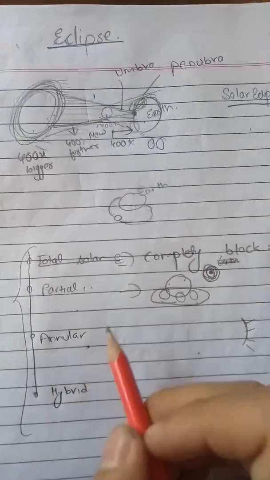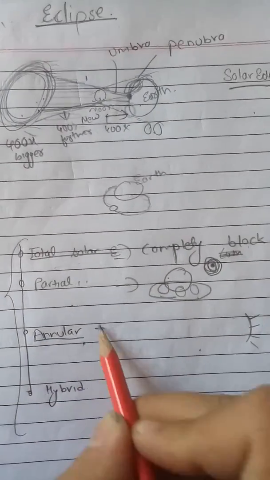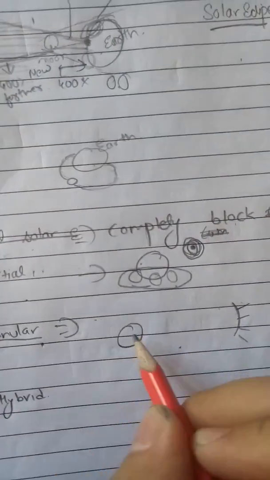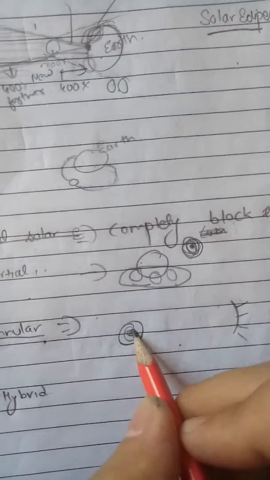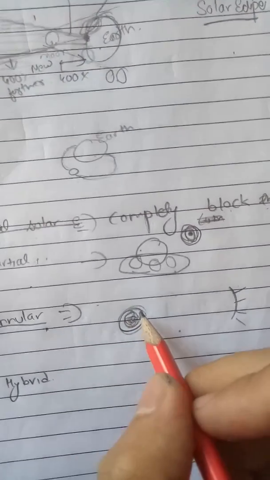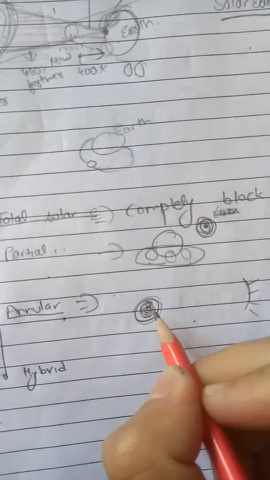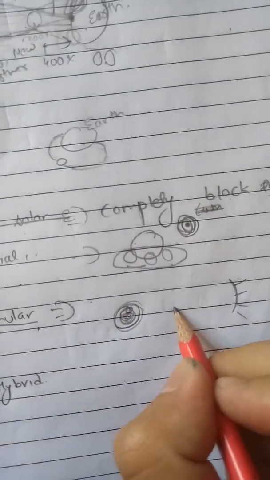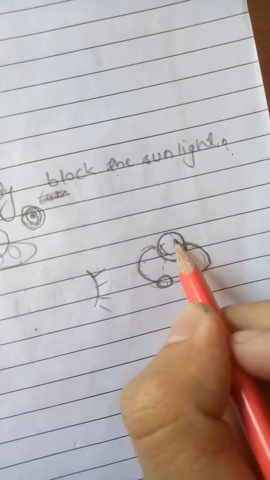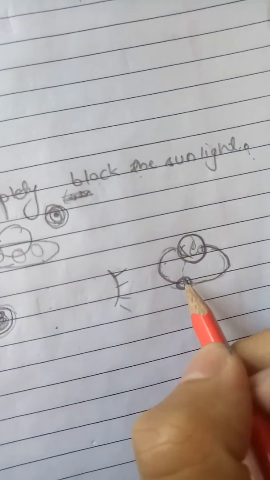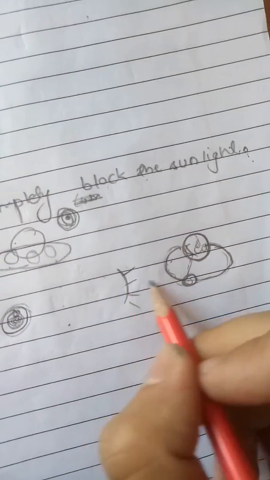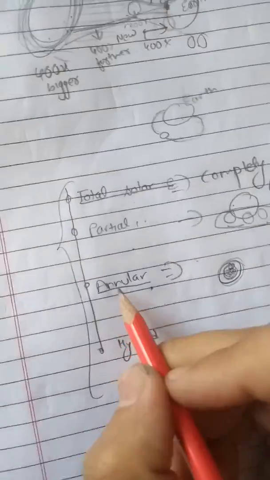Next type of solar eclipse, annular solar eclipse. Annular solar eclipse occurs when the center of the sun completely aligns with the center of the moon, but the moon is not enough to cover the whole sunlight coming from the sun. It occurs because of the elliptical orbit of the moon around the earth. Sometimes the earth is closer to the moon and sometimes it is farther from the moon, so this causes annular solar eclipse.